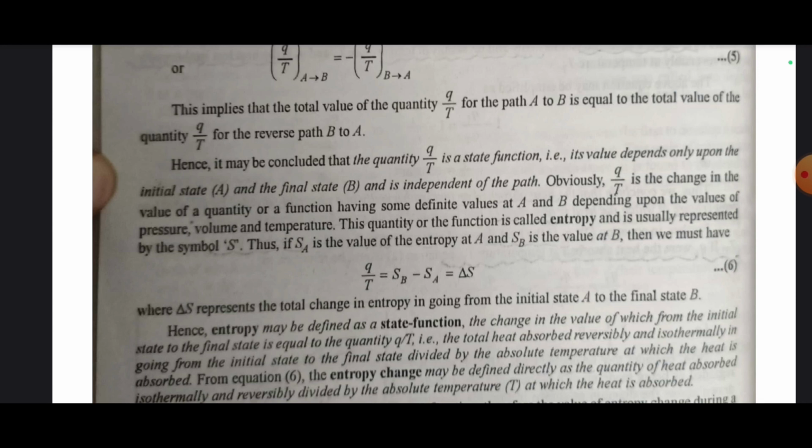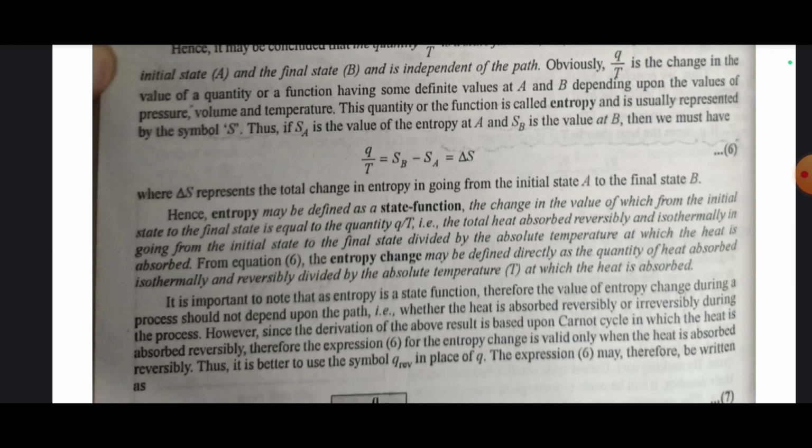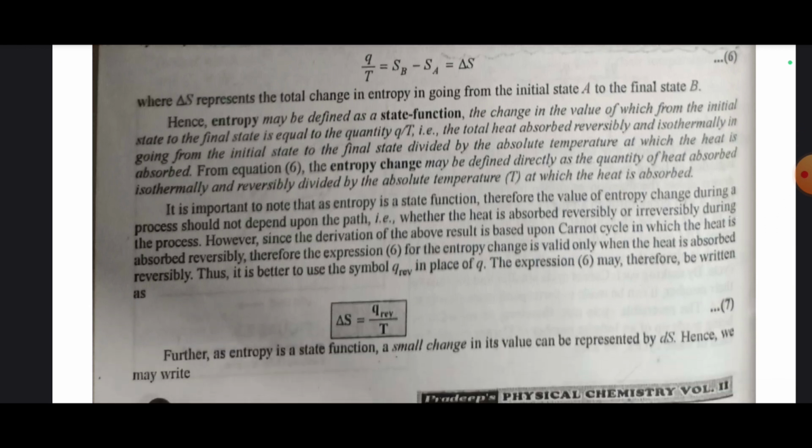Obviously, Q by T is the change in the value of a quantity or a function having some definite values at A and B depending upon the values of pressure, volume and temperature. This quantity or function is called entropy and is usually represented by the symbol S. Thus, if SA is the value of the entropy at A and SB is the value at B, then we must have integral of del Q by T is equal to delta S, which is equation 6, where delta S represents the total change in entropy in going from the initial state A to the final state B.